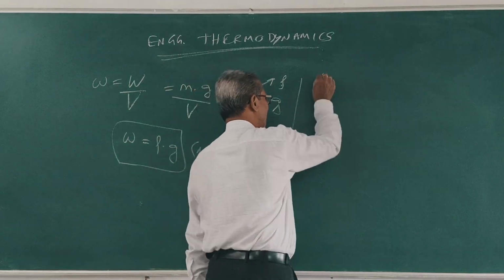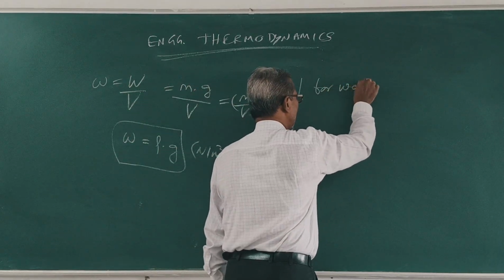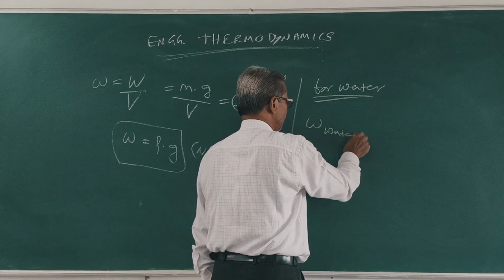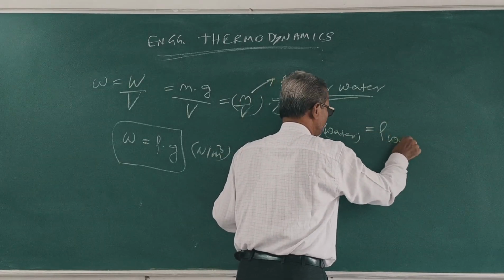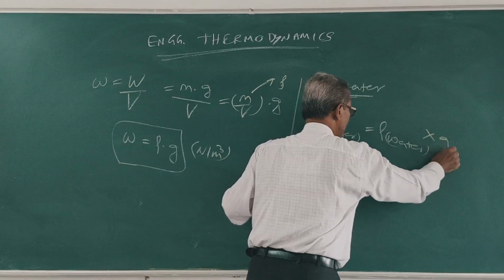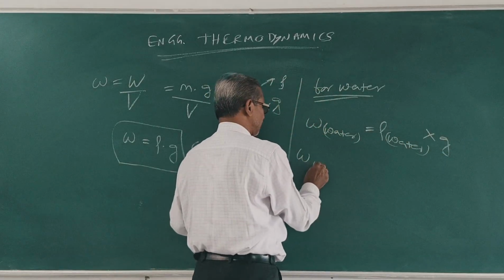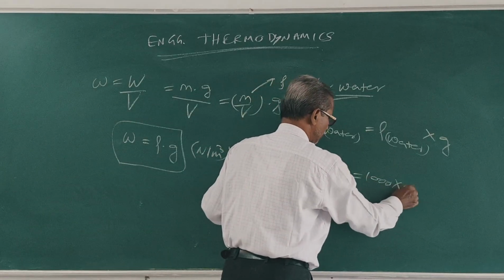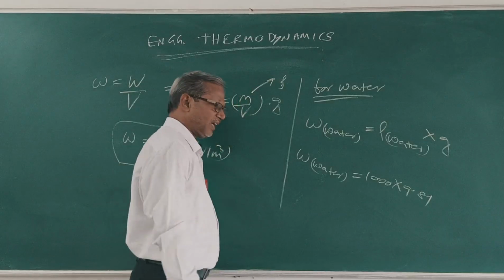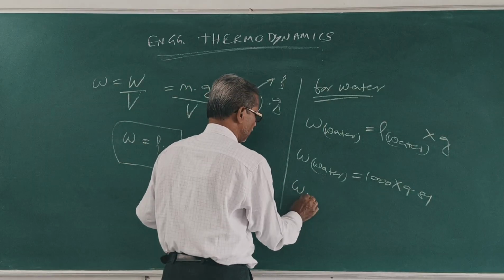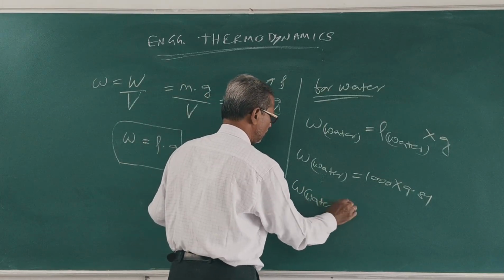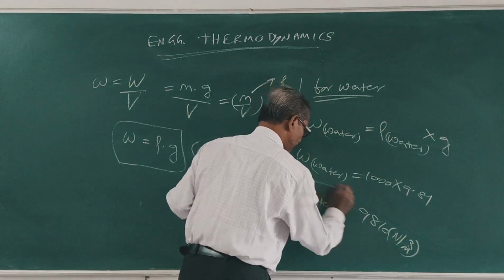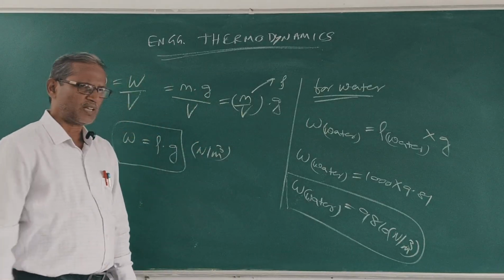For water, omega water is equal to rho water into g. What is rho water? 1000 into 9.81. Clear? So omega water is equal to 9810 Newton per meter cube. Clear?